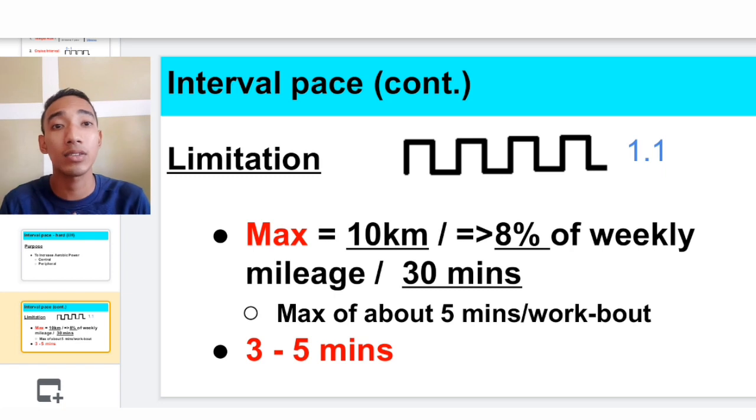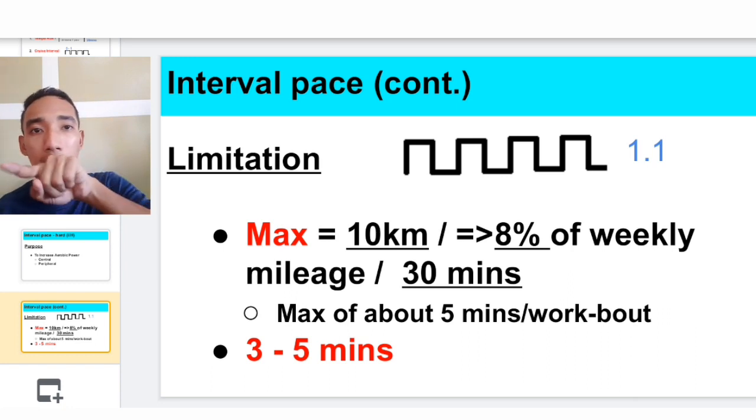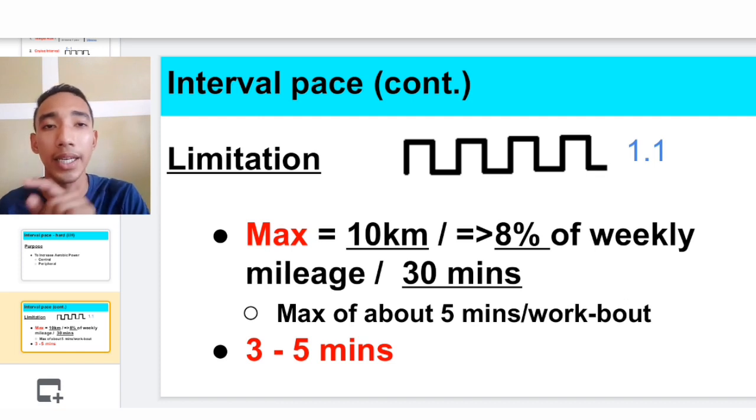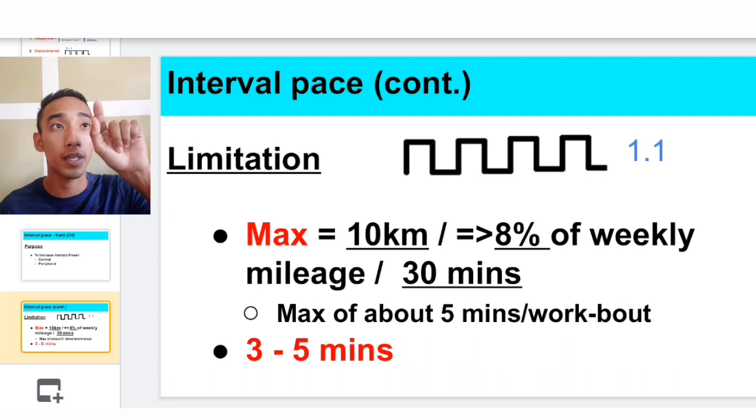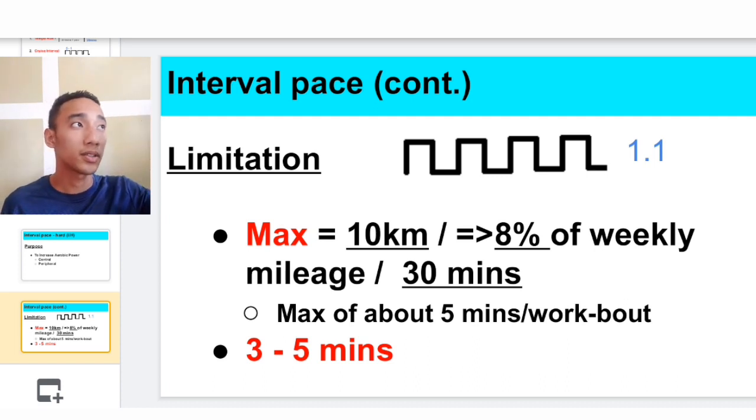So the maximum work is 5 minutes per workout, 3 to 5 minutes. 3 minutes is the minimum because you need to reach your peak heart rate. It takes about 2 minutes to peak your maximum heart rate, so you should have at least 3 minutes minimum.